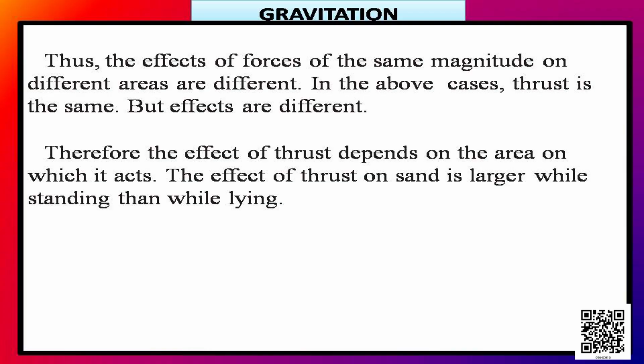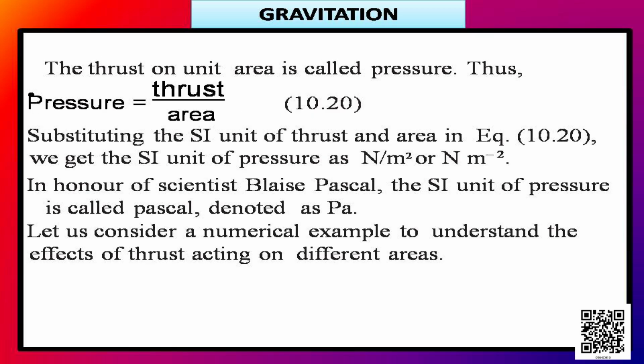Hope you have understood. Students, the effect of thrust on sand is larger while standing than while lying. The thrust on unit area is called pressure. Thus, pressure is thrust divided by area, or thrust per unit area. Substituting the SI unit of thrust and area, we get the SI unit of pressure as Newton per meter square.